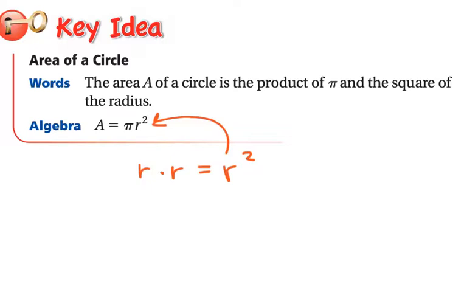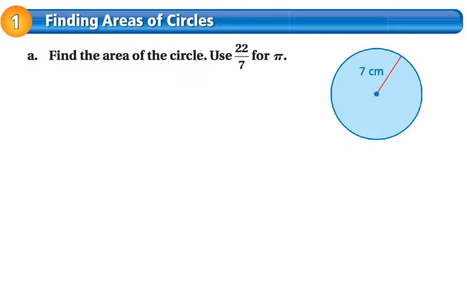So just like you see in the algebraic version, I'll write it a little bit larger. The area of a circle is simply pi times radius squared, which means that if you know, or if you can find the radius of a circle, you've got all the information you need in order to find its area. Let's take a look at some examples.